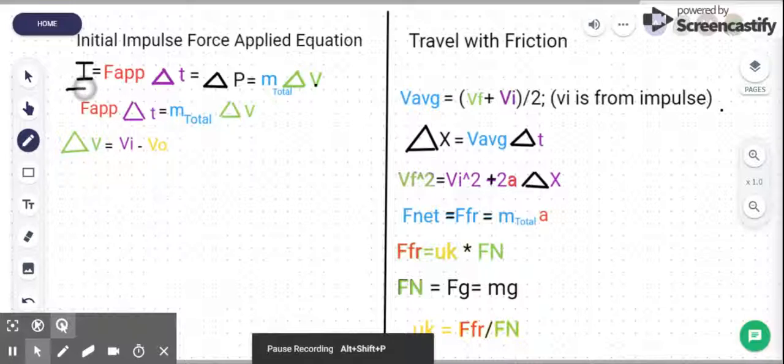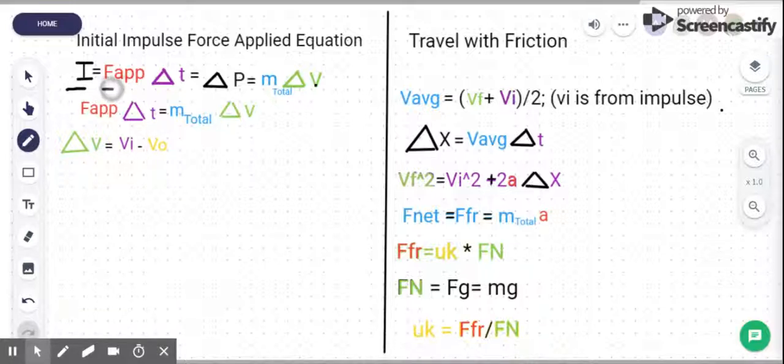Impulse is equal to the force applied to an object over a period of time. That is also equal to the change in momentum, which is equal to the mass total times the change in velocity. Since these equations are both equal to impulse, we can set them equal to each other. Since the skater started from rest, velocity naught is equal to 0.